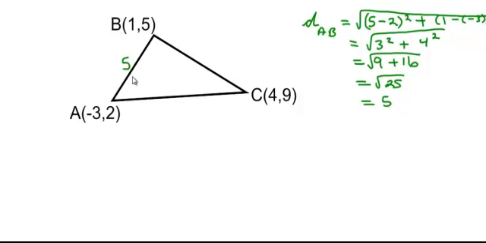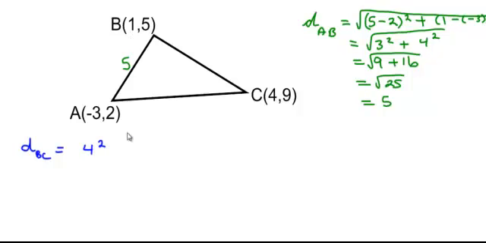So I'm going to just put that number over on my grid. Do the same thing with the other ones. So, distance of BC. I'm going to do this much quicker. I'm going to start with C. 9 take away 5 is 4. I have to square that.